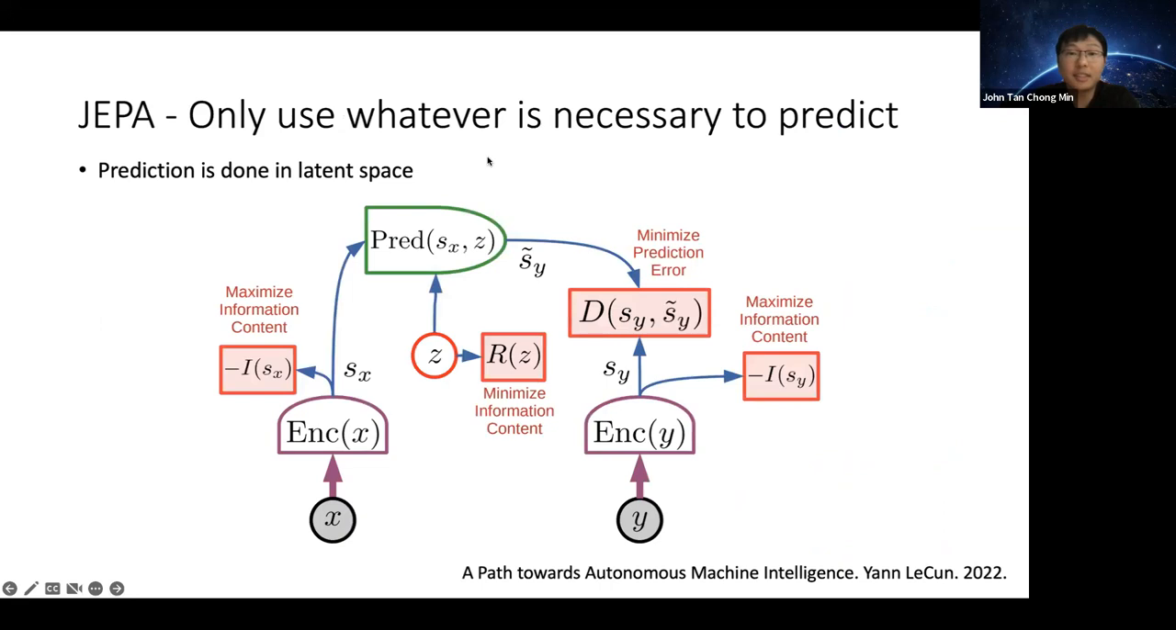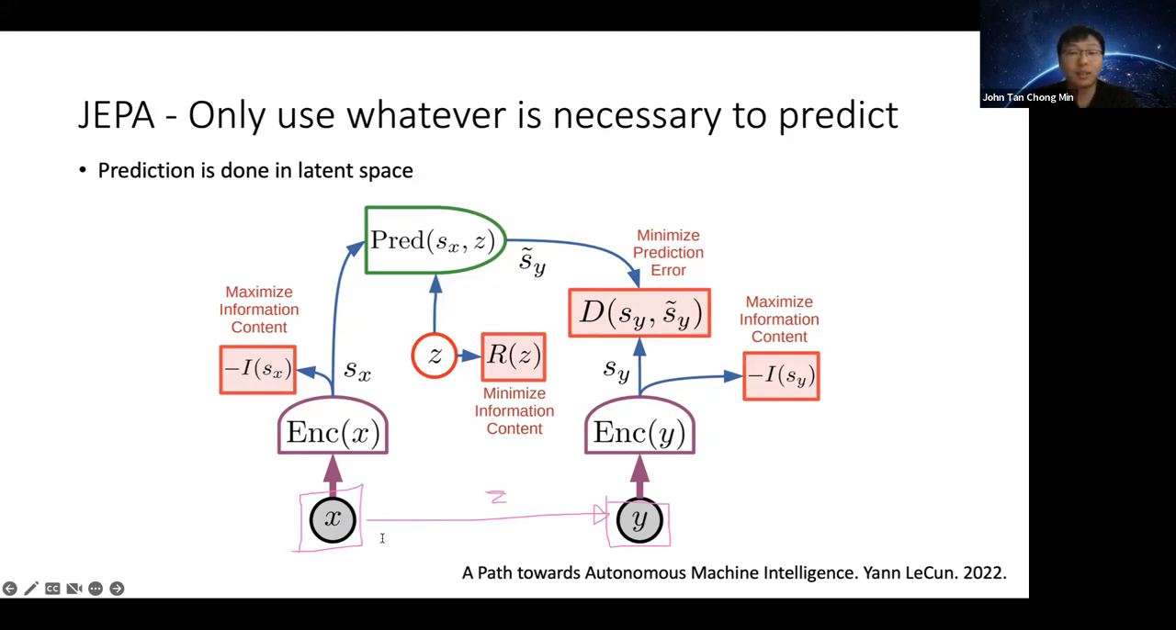Okay, so next, I'm going to talk about the JEPA architecture, Joint Embedding Predictive Architecture, and this is actually by Yann LeCun. What Yann LeCun is doing here is very similar to what I talked about. You have an input space X here, and you have an output state Y over here. But you don't predict X conditioned on a certain action Z. You don't predict this directly.